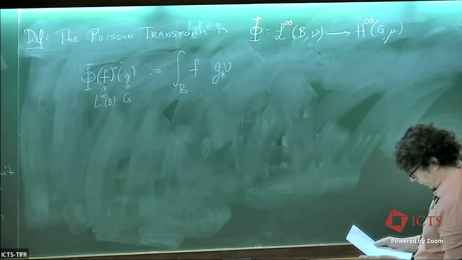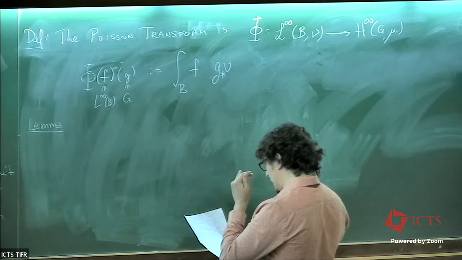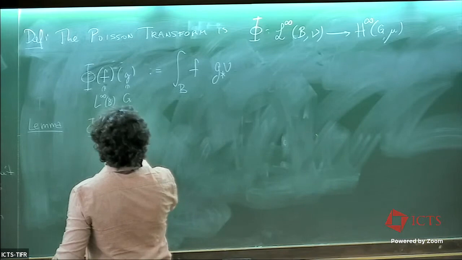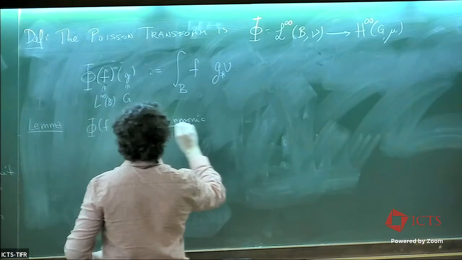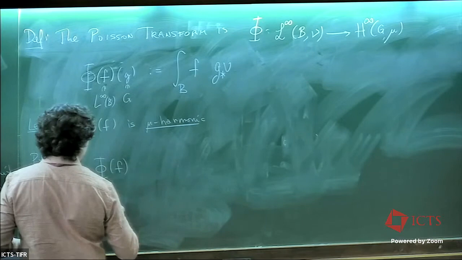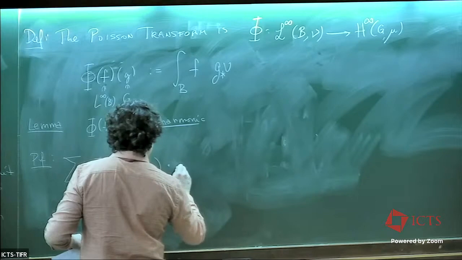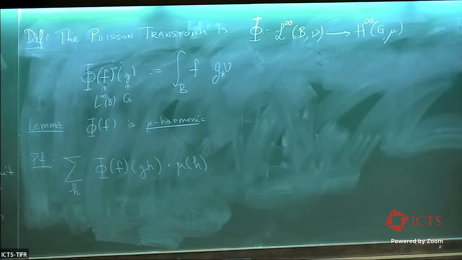Okay. So an interesting other exercise that we can do, and I think we have actually some time, fortunately, is that we can check that Phi of f indeed is mu-harmonic, because it might not seem so trivial. In fact, it is the case. So what do you do? You have Phi of f of gh, and you want to take an average of that times mu of h. And the question is whether this is Phi f of g.